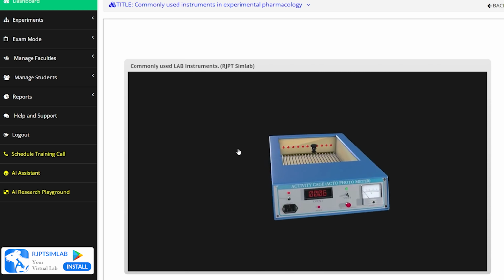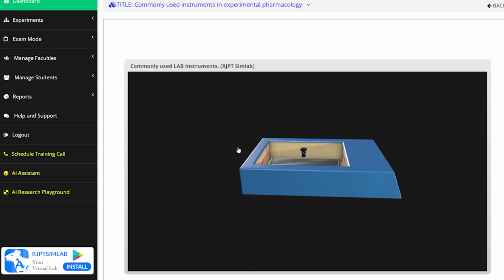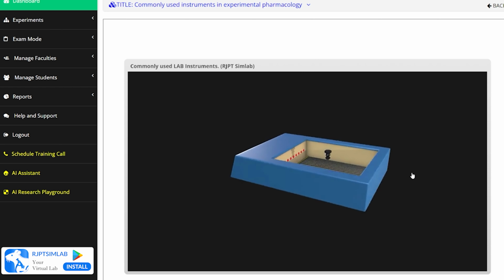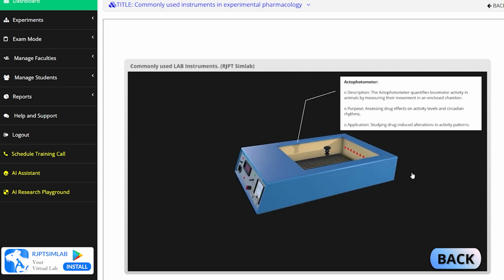The actophotometer is an instrument used to measure the activity and behavior of laboratory animals, particularly rodents, in response to pharmacological interventions or other stimuli. The description of this instrument says that the actophotometer quantifies locomotor activity in the animals by measuring their movement in an enclosed chamber. This instrument measures the locomotor activity, or we can say the movement, of the animals placed inside this enclosed chamber.